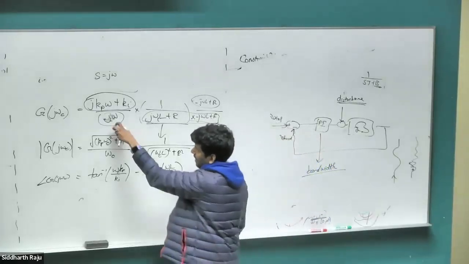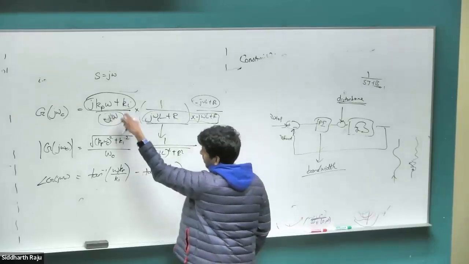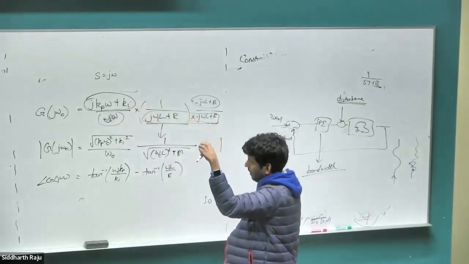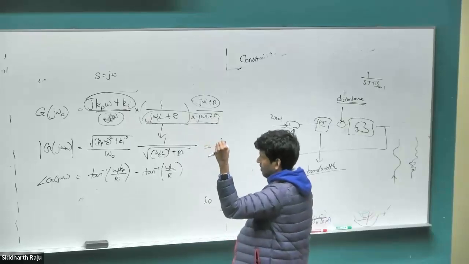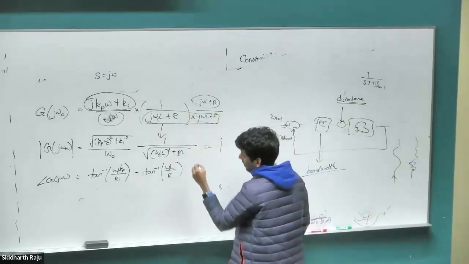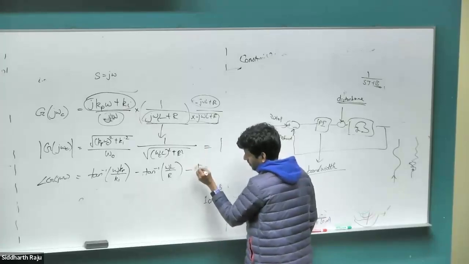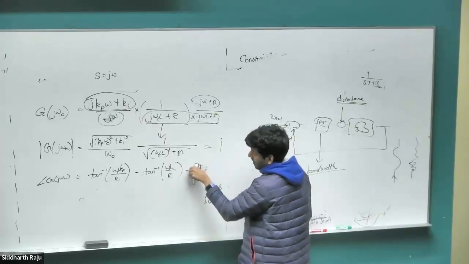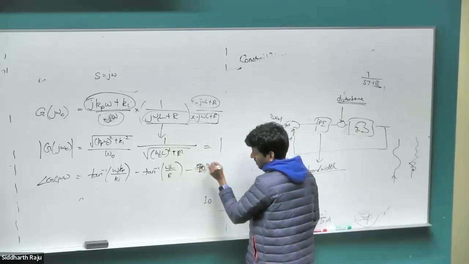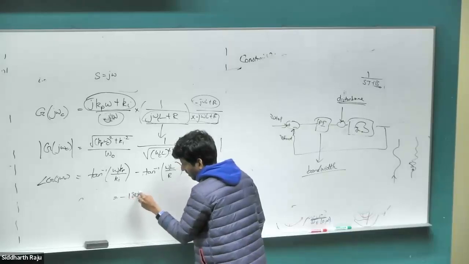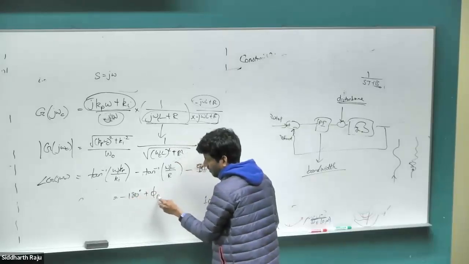Okay. And the angle of this itself is going to be, if it was j omega in the numerator, tan inverse of omega divided by 0, imaginary by real. So it will be 90 degrees. Since it's in the denominator, it will become negative. Since we are doing angles, let me keep it in angles, equal to negative 90 degrees. And this must be equal to negative 180 degrees plus whatever phase margin we choose.